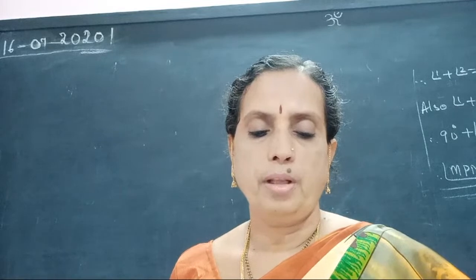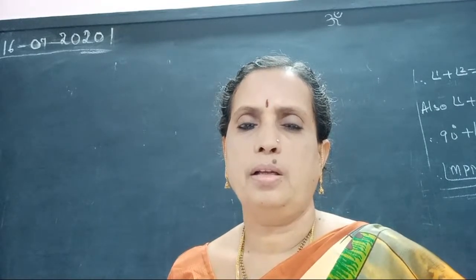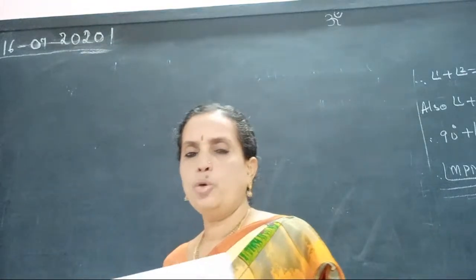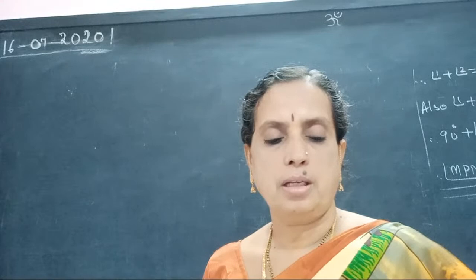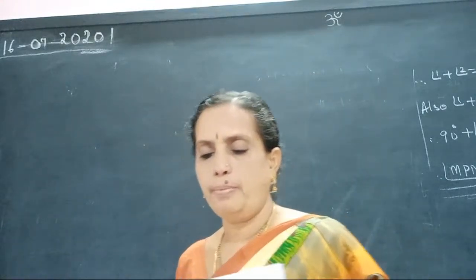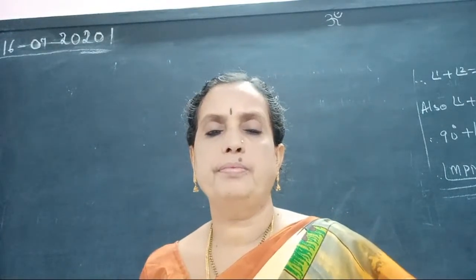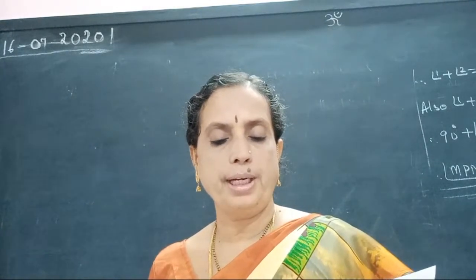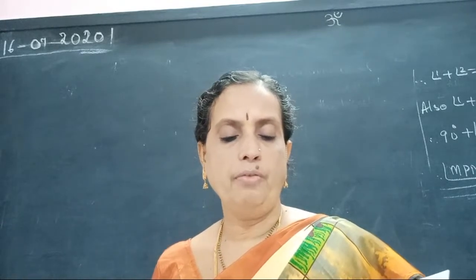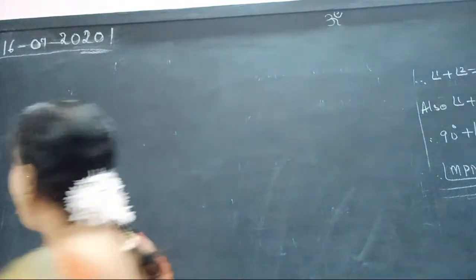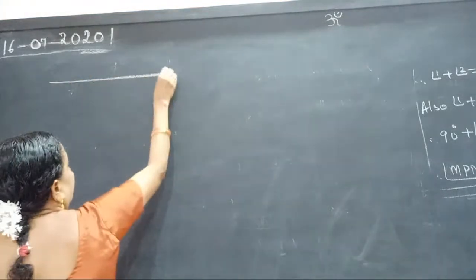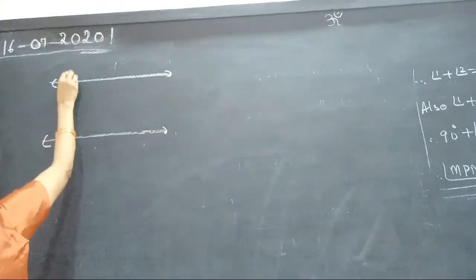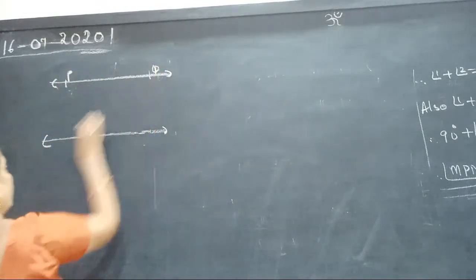Take the question in figure. PQ parallel to RS, angle PXM 50 degree, angle MYS 120 degree. Find the value of X. Okay, get the figure. These lines are parallel. Take it in a wider way and use scale and pencil for the figure.